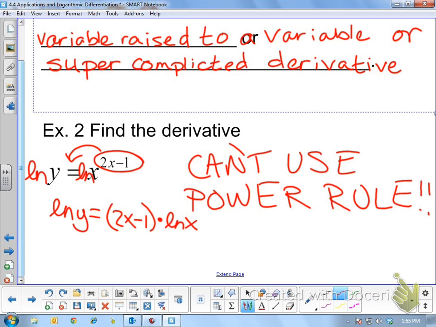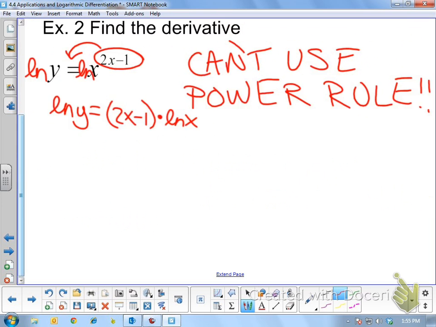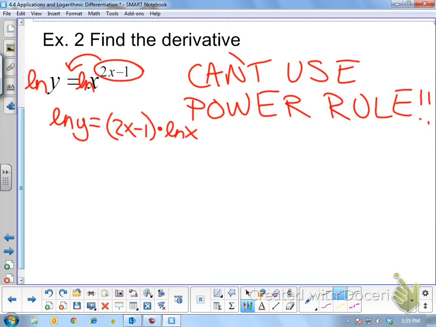So at this point, I can actually take the derivative because we know how to take derivatives implicitly. So what would the derivative of natural log y be? 1 divided by y times y prime. Anytime we take the derivative of a y with respect to x, we have to multiply by that because really we're doing a chain rule. Derivative of the inside is y prime.